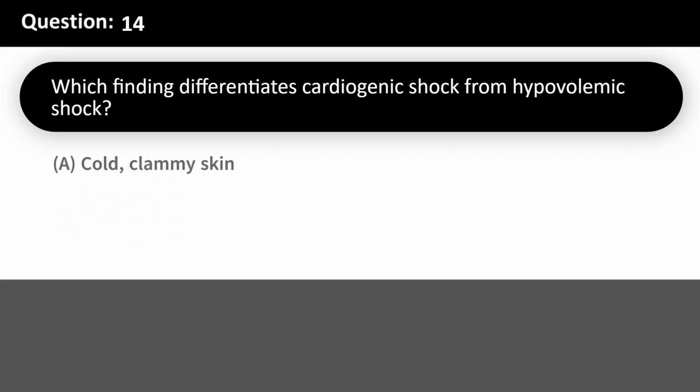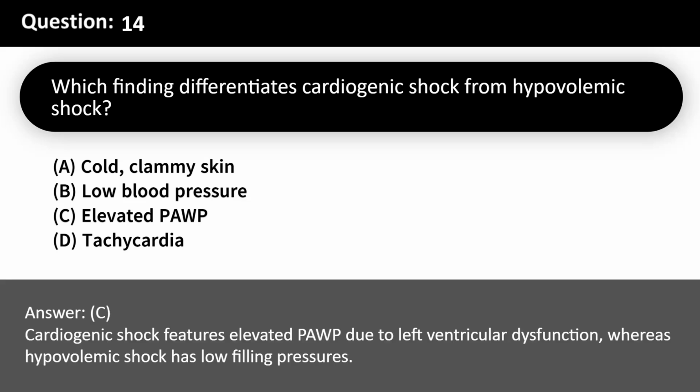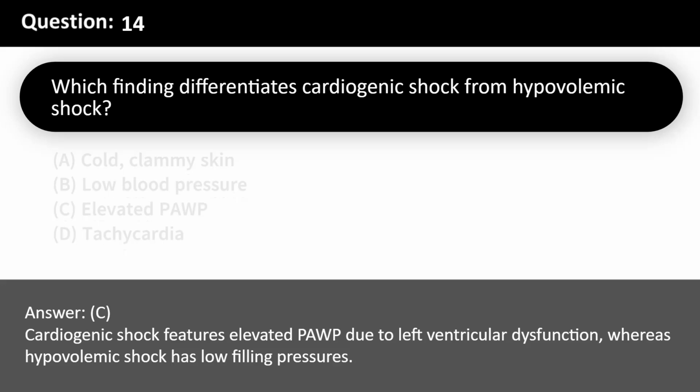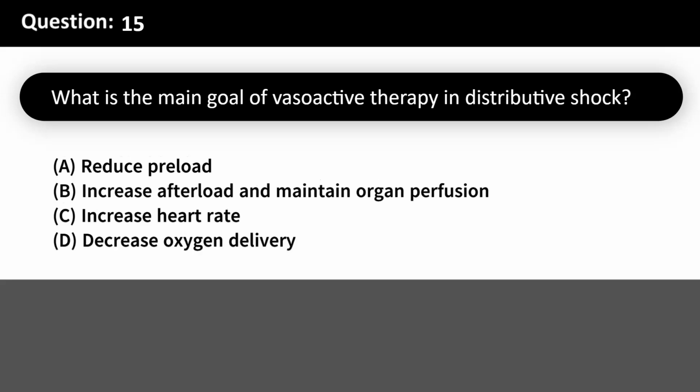Which finding differentiates cardiogenic shock from hypovolemic shock? A. Cold, clammy skin. B. Low blood pressure. C. Elevated PAWP. D. Tachycardia. Answer: C. Cardiogenic shock features elevated PAWP due to left ventricular dysfunction, whereas hypovolemic shock has low filling pressures.